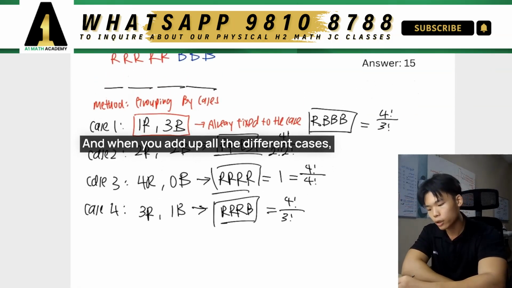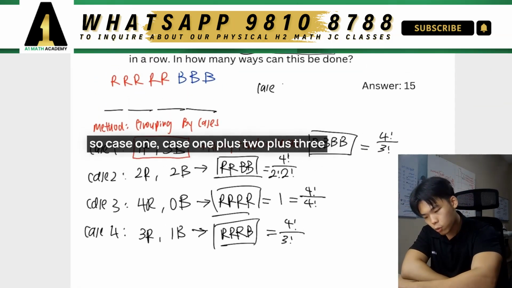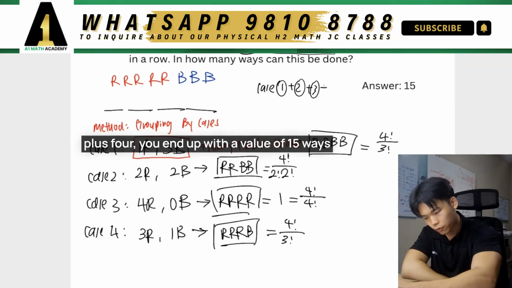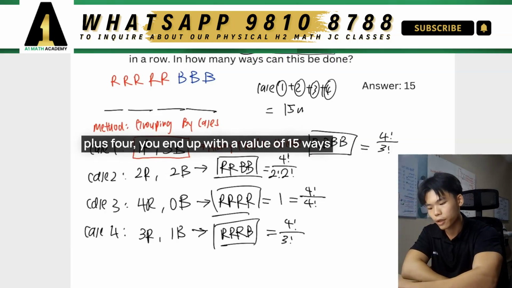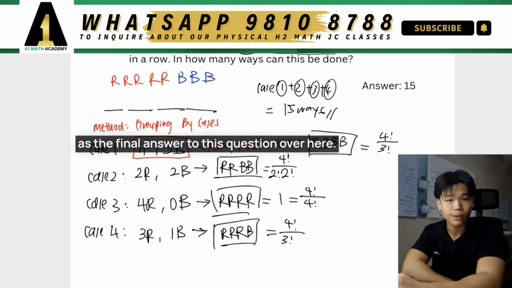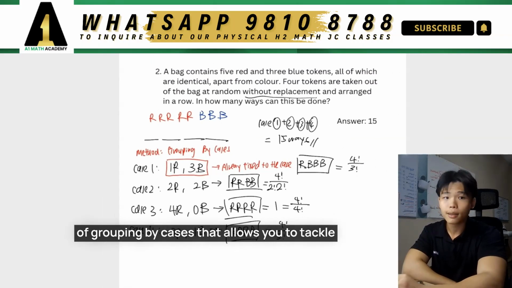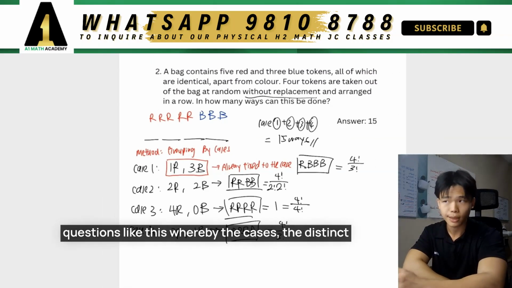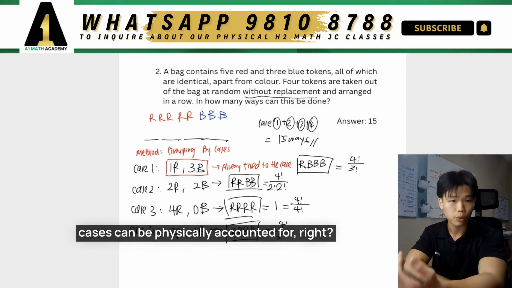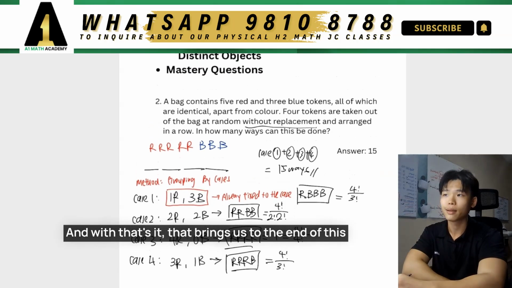And when you add up all the different cases, so case 1 plus 2 plus 3 plus 4, you end up with a value of 15 ways as the final answer to this question here. So in this video, you have learned a method of grouping by cases that allows you to tackle questions like this, whereby the distinct cases can be physically accounted for. And with that said, that brings us to the end of this question.